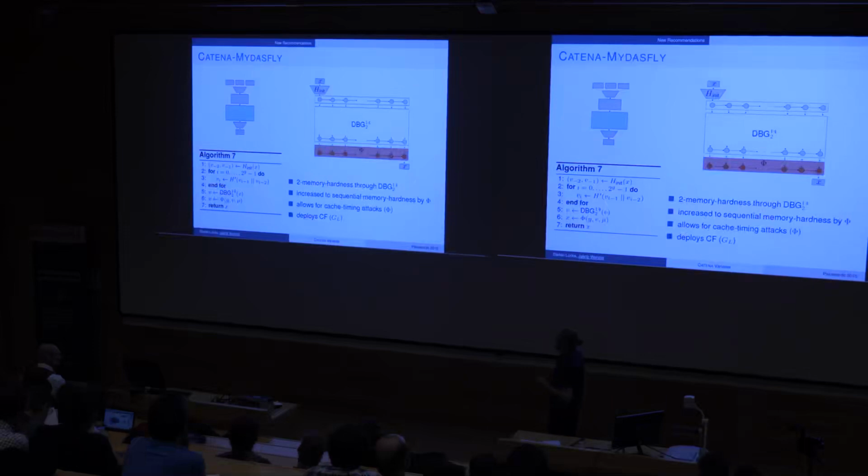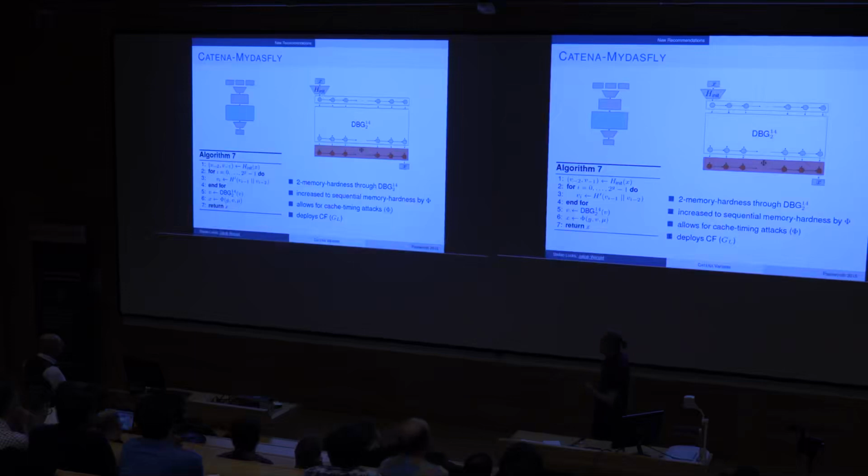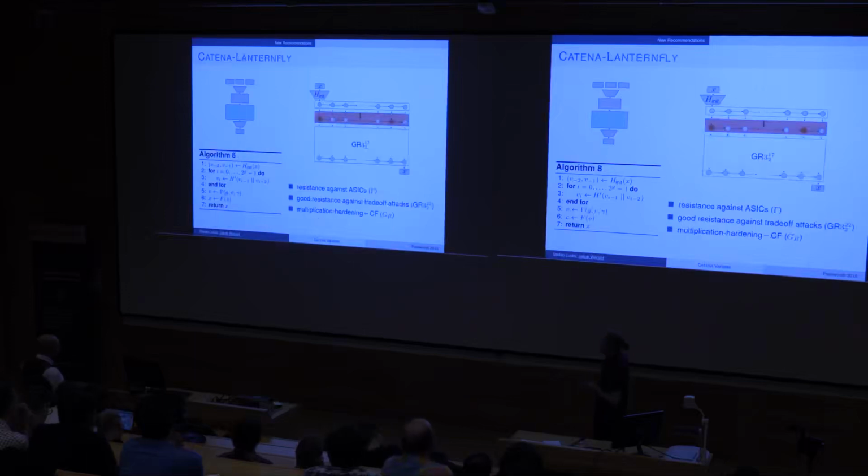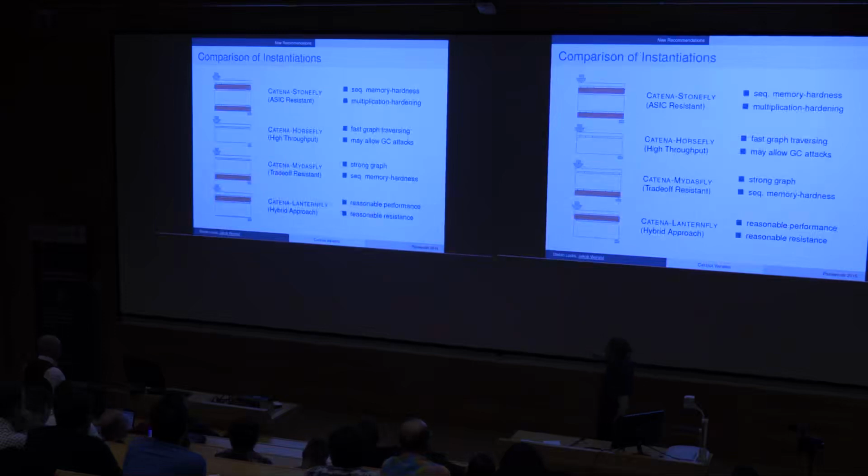Then we have a trade-off resistant variant, which uses the complex graph and the sequential memory hard extension. This is the maximum resistance against trade-offs, while still providing reasonable performance. And then we have this hybrid approach, which protects quite well against ASICs using the gamma layer, and so also has good resistance against trade-off attacks while still providing reasonable performance. This is just a fast comparison of the four.